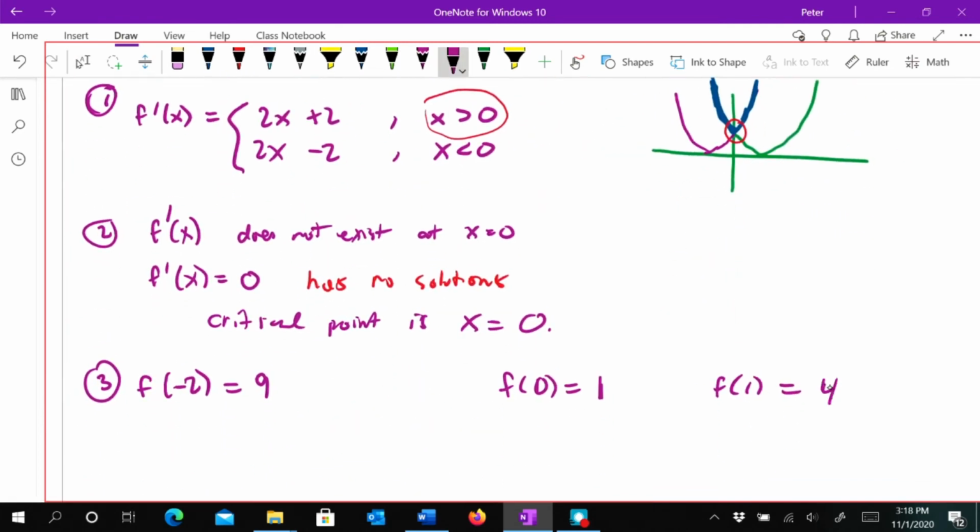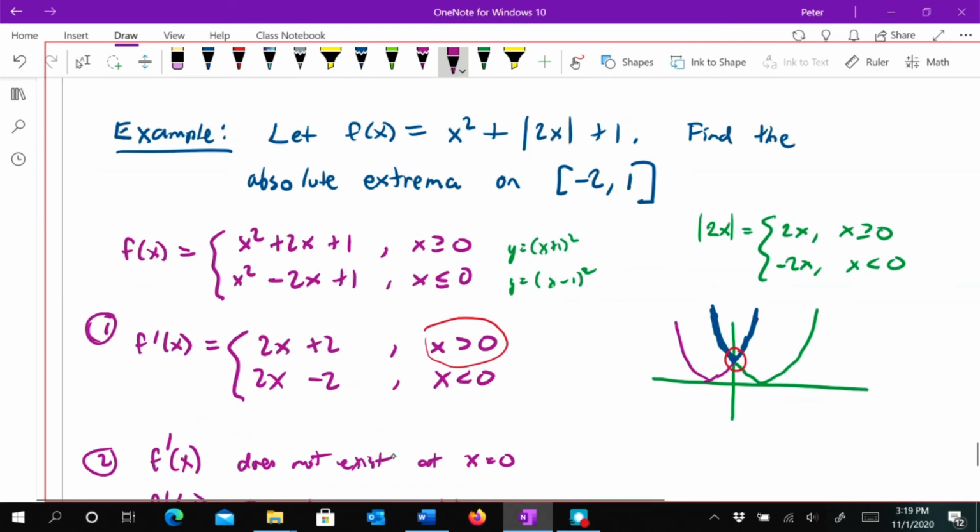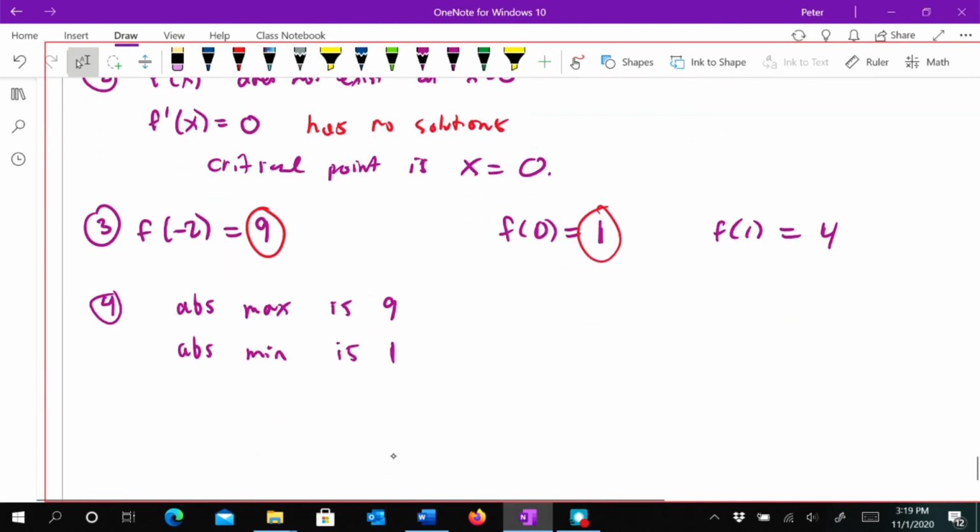So what we can see is that the highest and lowest values are 9 and 1, and therefore we conclude that there is an absolute max of 9 and an absolute min of 1. And by the way, I didn't ask for the location in this problem, so that's the correct answer.